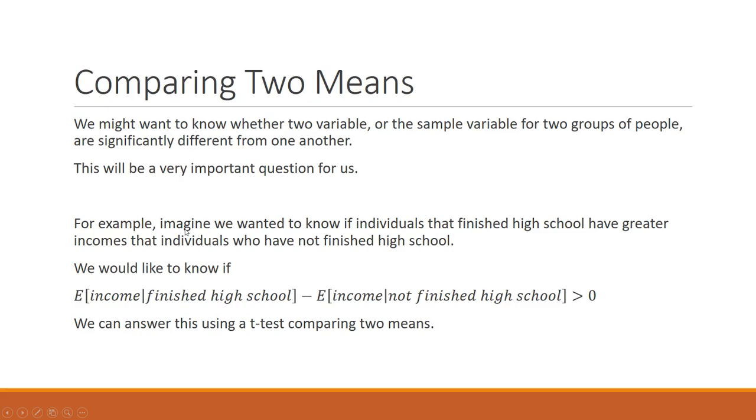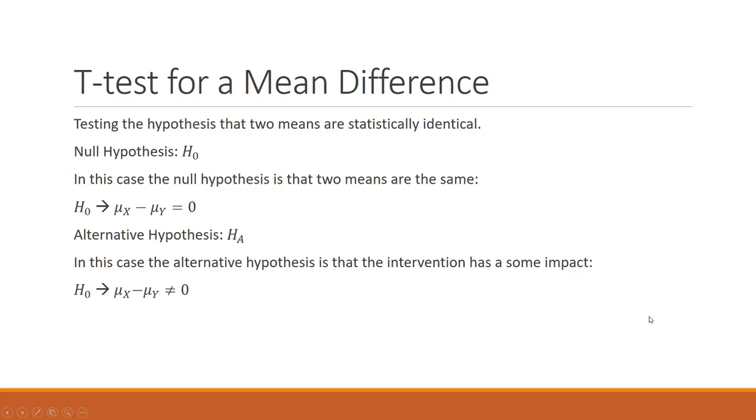So for example, imagine we want to know if individuals that finished high school have greater incomes than individuals who have not finished high school. That means we want to know if the expected income for those who have finished high school minus the expected income for those who have not finished high school is greater than 0. We would answer this using a t-test that compares 2 means. Okay, so let's see what that looks like. Our null hypothesis is that there is no difference between the 2 means. There's no difference in income between people that have finished high school and people that don't.